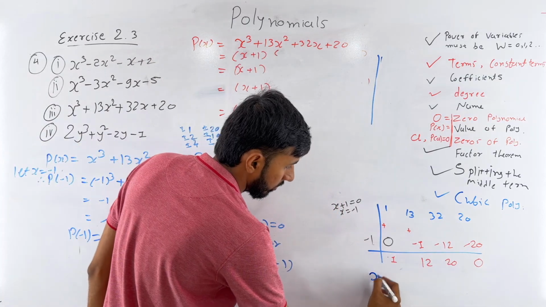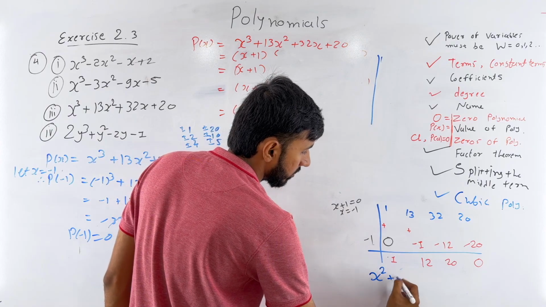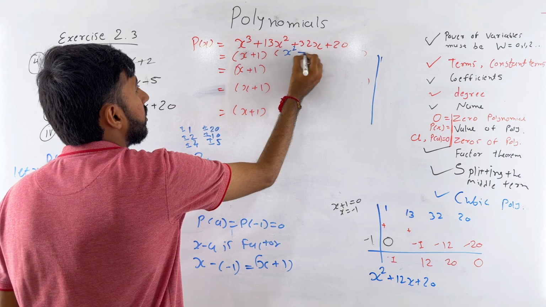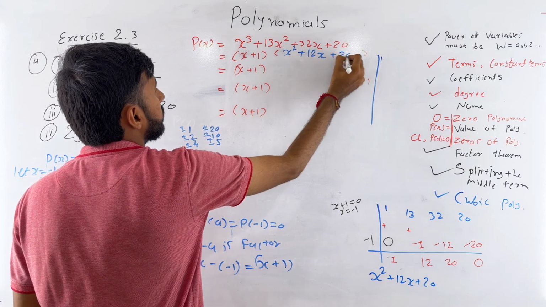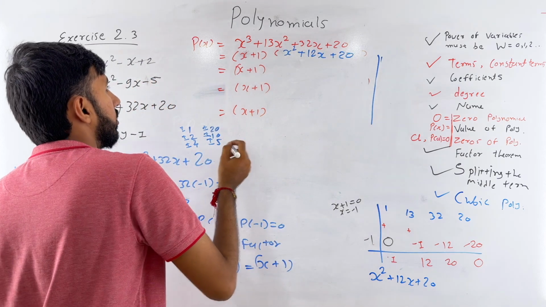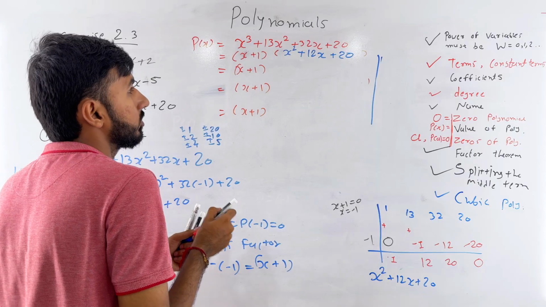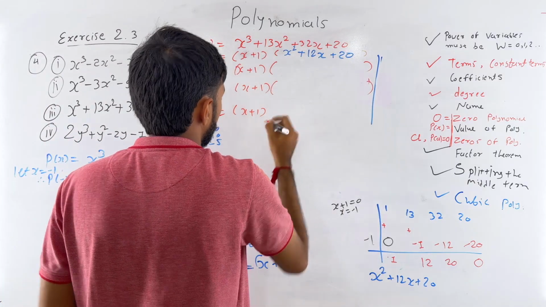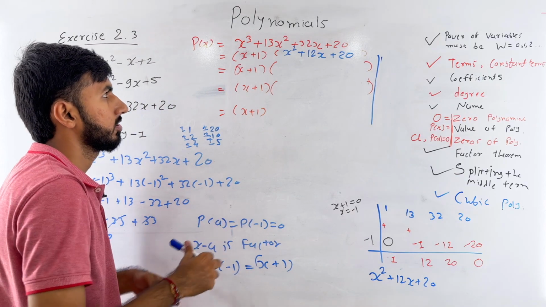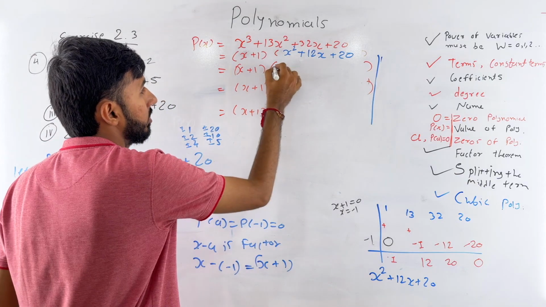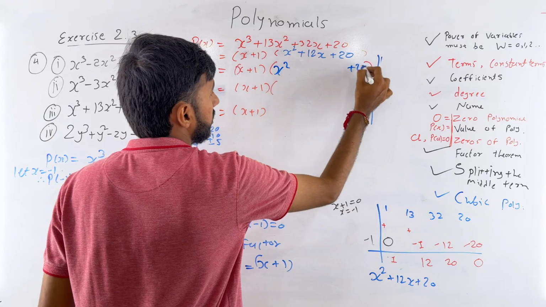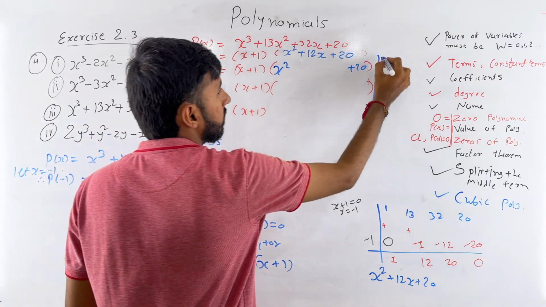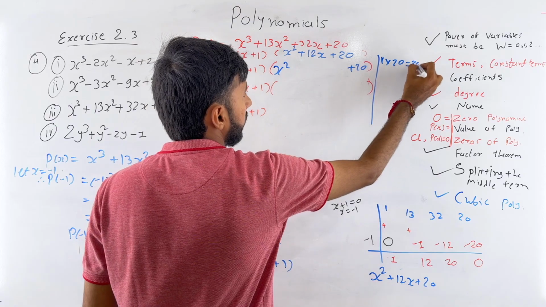So my quadratic polynomial will be x square plus 12x plus 20. Very simple. Write it here, x square plus 12x plus 20. Now I can solve this quadratic polynomial by the splitting the middle term method. My first step will be, I have to write x square and 20 as it is. Now I have to multiply the coefficient of x square and the constant term, that will be equal to 1 multiplied by 20 equal to 20, right?